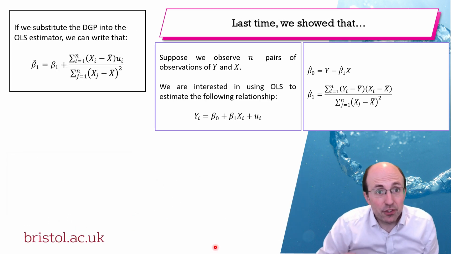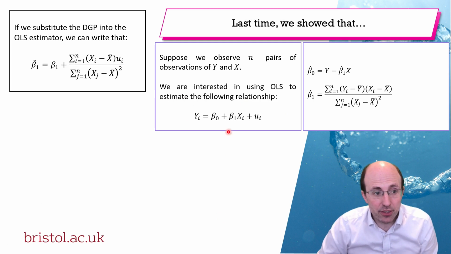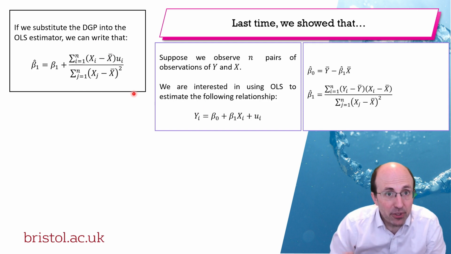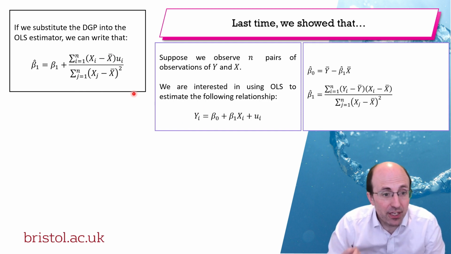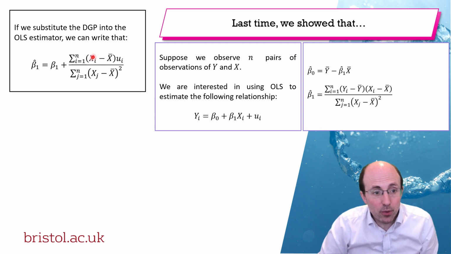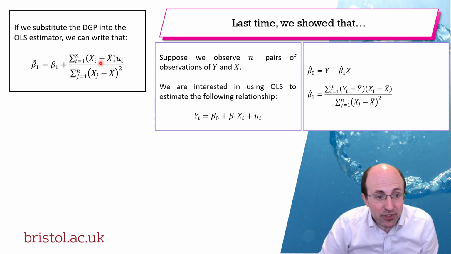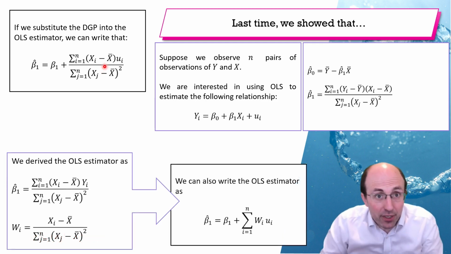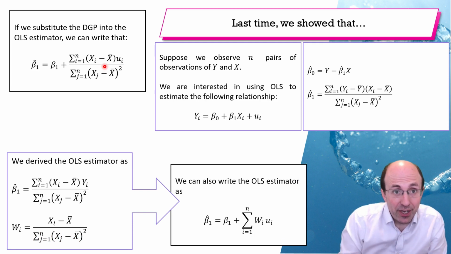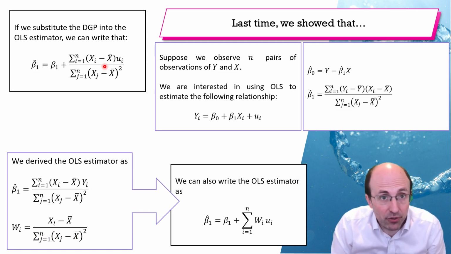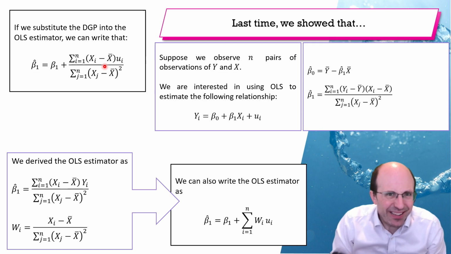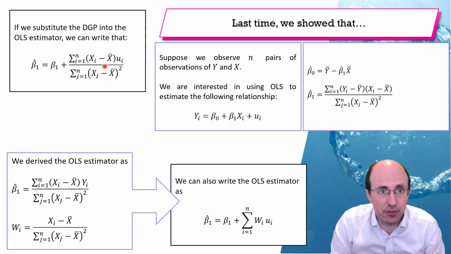I'm going to leave this as an exercise for you to do, but if you substitute the data generating process into our estimator, it's possible to show that the OLS estimator can be written as beta1 hat is equal to beta1 plus the sum of the xi minus x bar ui over the sum of the xi minus x bar squareds. But we've got our wi in here again. The xi minus x bar over the sum of the xi minus x bar squareds, that is our wi. So we can write that the OLS estimator beta1 hat is equal to beta1 plus the sum of the wi ui's. This is going to be much easier to construct the variance of.